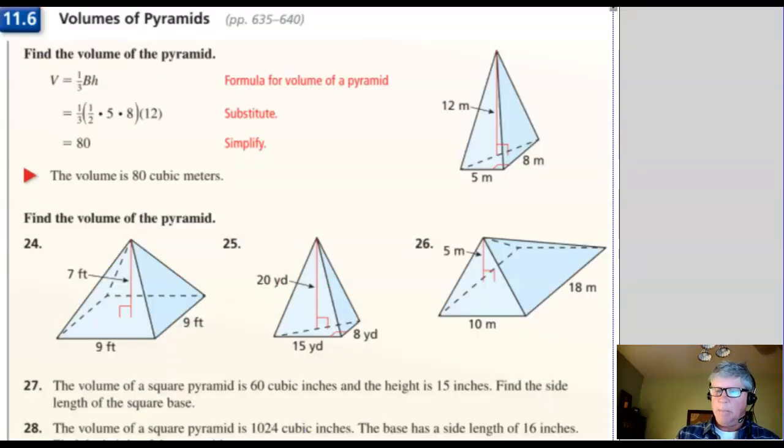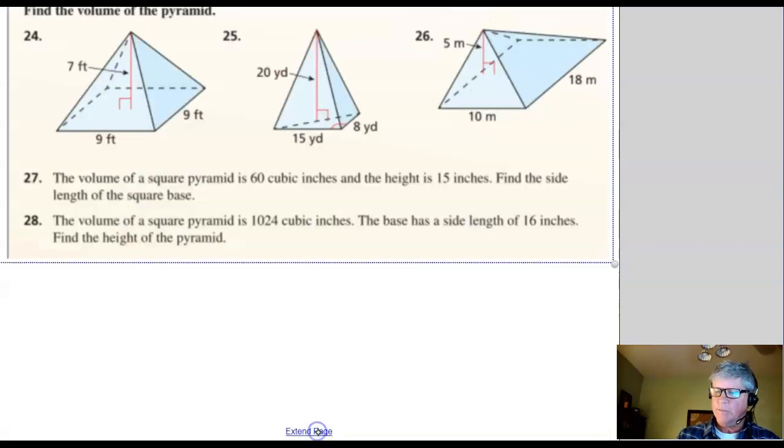Okay, volumes of pyramids. Pyramids. Okay, this is the new yesterday. Let's do, well, it's up to you. I guess we could do 25. The volume of a pyramid is the area of the base times the height. Wait a minute, that looks the same. And then we're going to divide that number by 3.